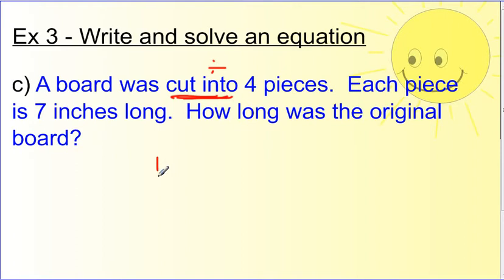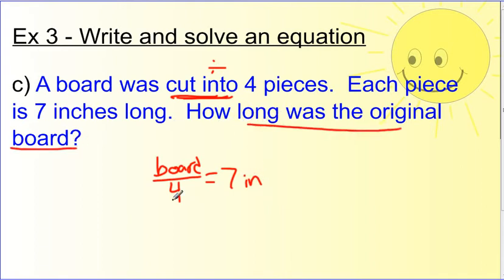So here's my board. I'm cutting it, dividing it into 4 pieces. And the result of that division, the answer, each piece, was 7 inches long. I want to know, how long was the original board? Well, let's just undo this math. So instead of dividing by 4, the opposite is to multiply by 4 on both sides. These cancel out. And I get the answer: my board was 28 inches long.